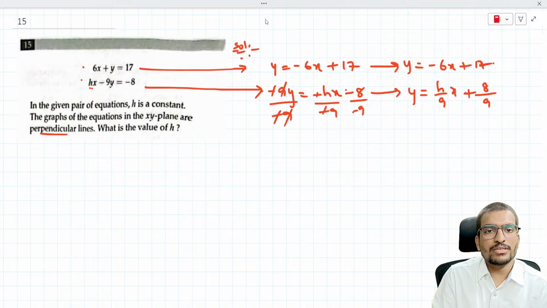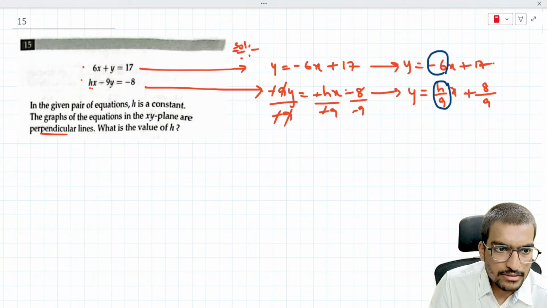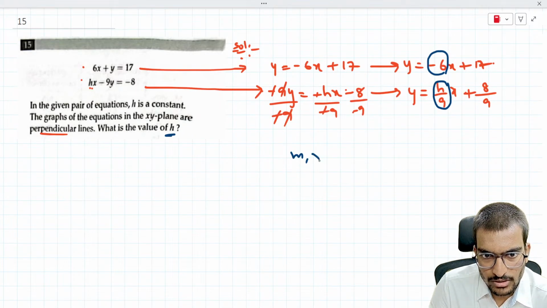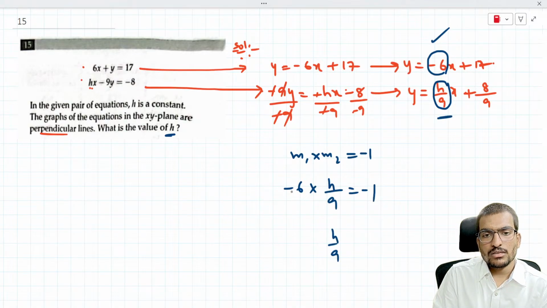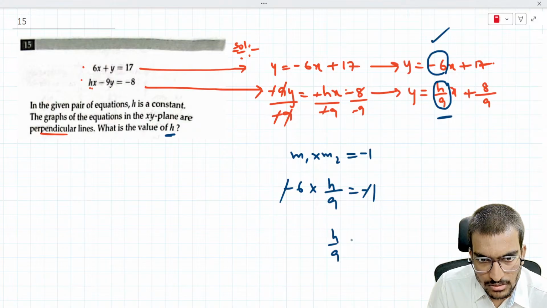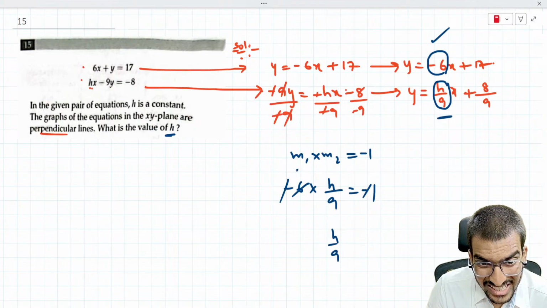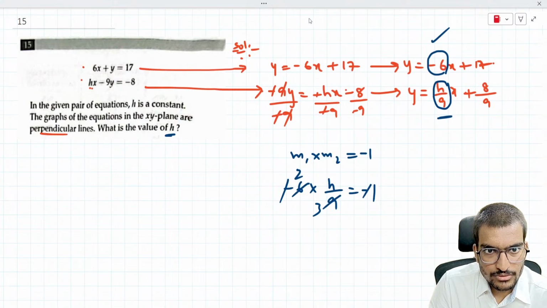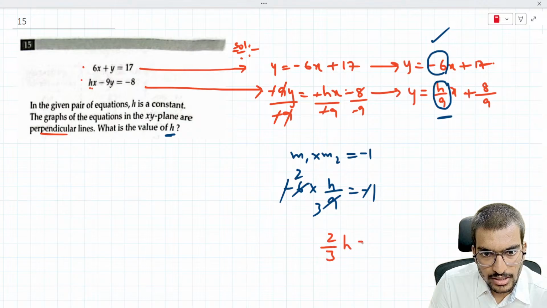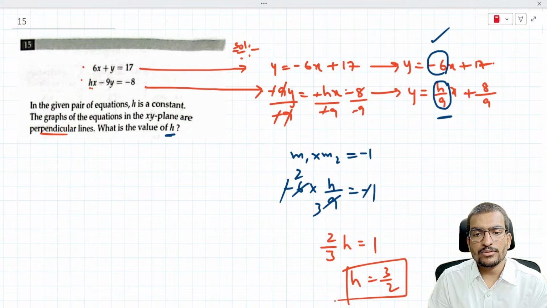Now why did we do it like this? Because we need slopes. We have the slopes here. And what is the value of h? Product of slopes m1 times m2 equals negative 1. m1 equals negative 6 and m2 equals h by 9. That equals negative 1. So the negatives cancel, and 2 and 3 cancel with 6 and 9. So you end up with 2 by 3 h equals 1, h equals 3 by 2. So that's how I found the value of h.